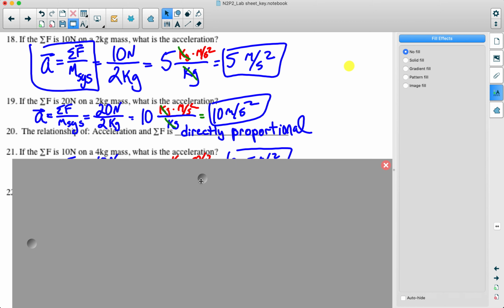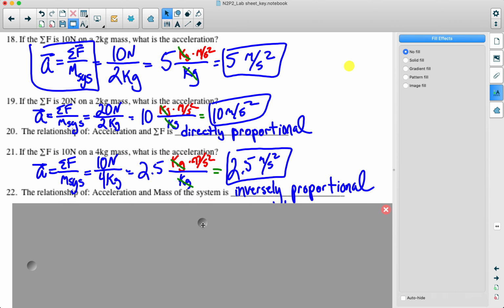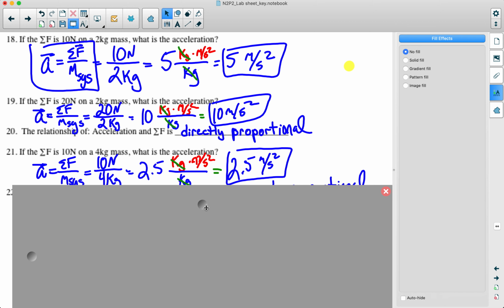It says if the net force is 10 newtons and the mass is 4 kilograms, I might have deleted this off yours. But you could plug in the net force and the mass here, and we get that value. And I don't know that 22 is on your question, so we'll leave that off for now.